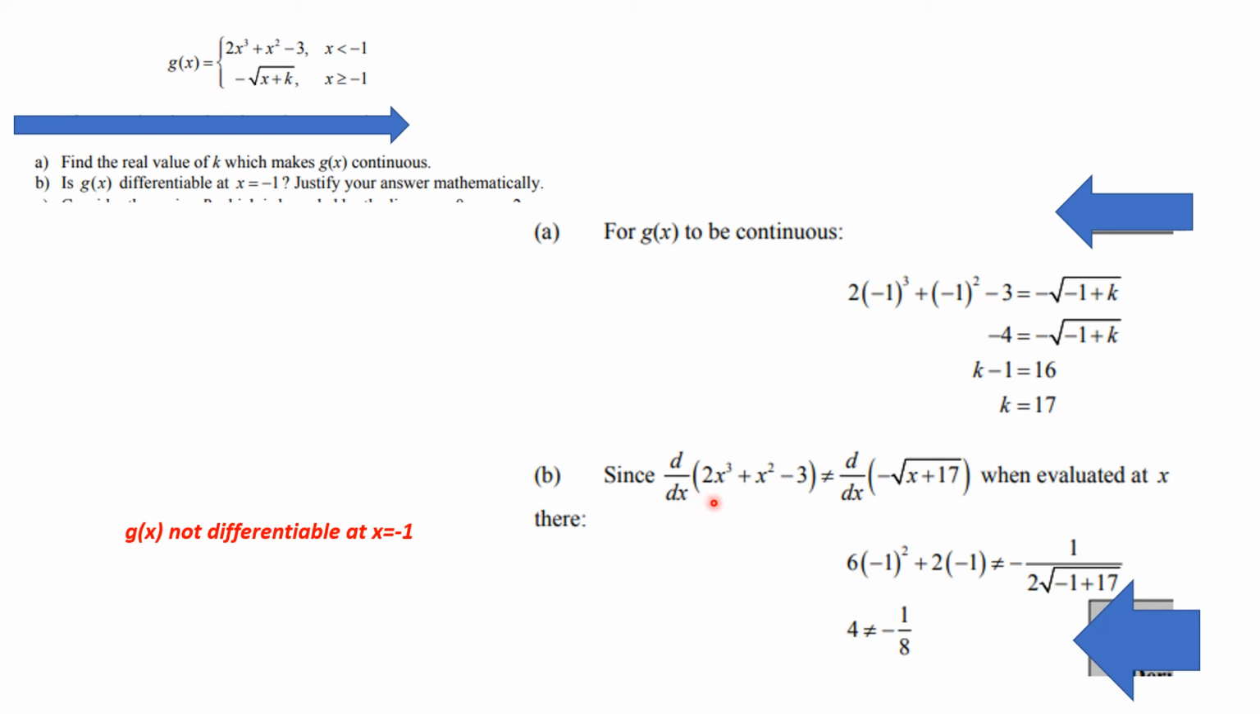So when we take the derivative of this, we're going to get 6x squared plus 2x. And when we substitute -1 in there, we're going to get 6 minus 2 is 4. But when we take the derivative of this, we're going to get the minus there, and this is x plus 17 whole to the 1/2. So this is going to be minus 1/2 times parentheses x plus 17 to the minus 1/2. And if we plug -1 into that, we find that we get -1/8.